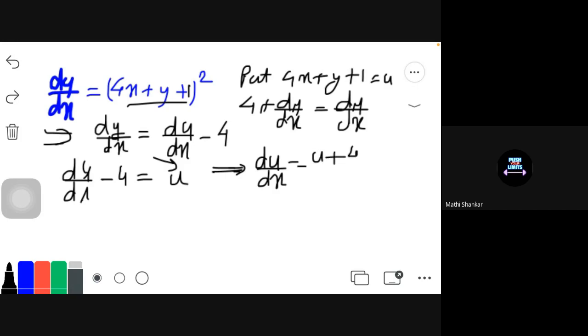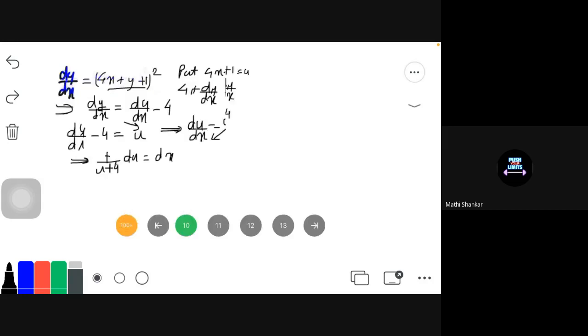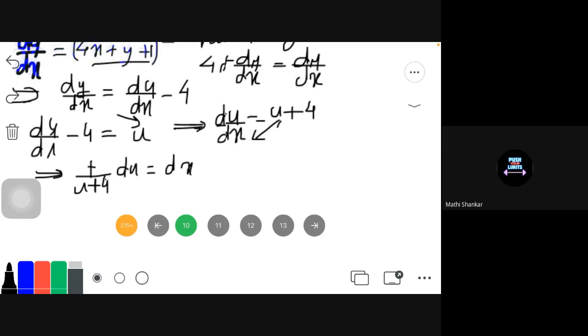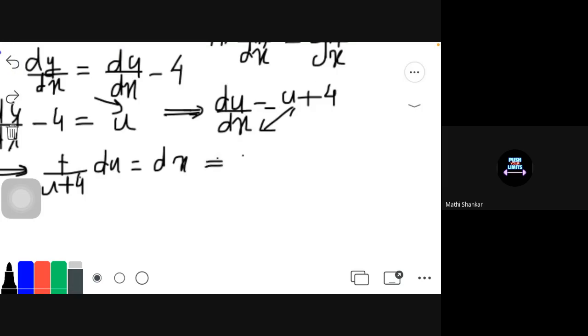So next aim will be u with u and x with x. So I'll do something like this. Therefore I'll get 1 upon u plus 4 du is equals to dx. So I was successfully able to separate x with x and u with u. The moment you are able to separate x with x and u with u, the next step is doing integration. Okay, so now next step what I'm going to do is I'm going to perform integration. So integrating both sides, integration of 1 upon u plus 4 du is equals to integration of dx.